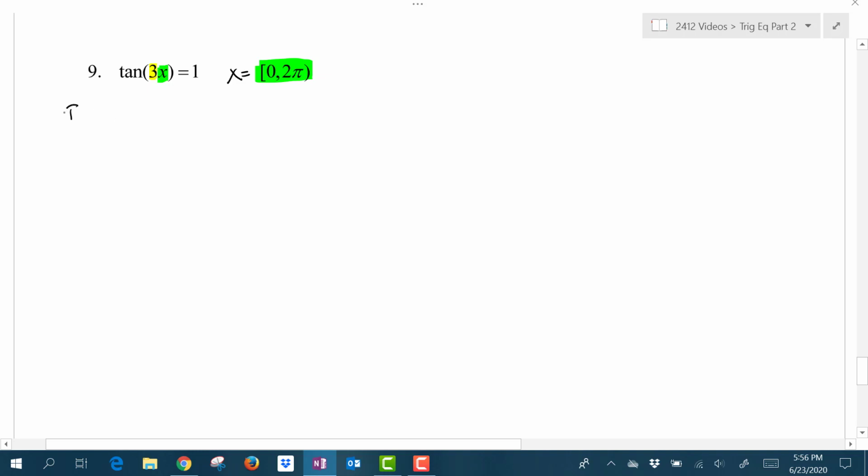Alright, so step number 1, we need to get the trig function by itself on one side. So we're going to isolate the trig function, and that's actually already done for us. Okay, for step 2, we are going to solve for the multiple angle that's inside, but we have to do it within an adjusted interval.